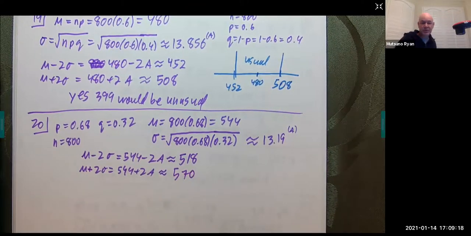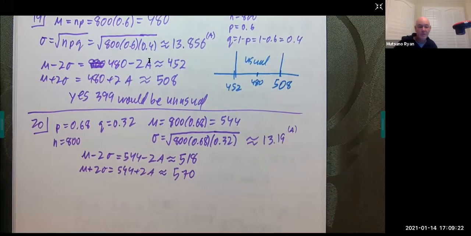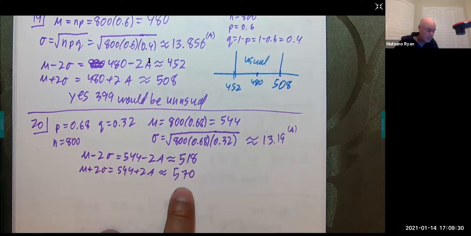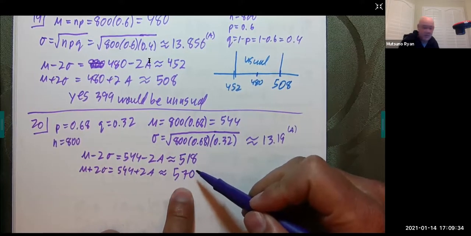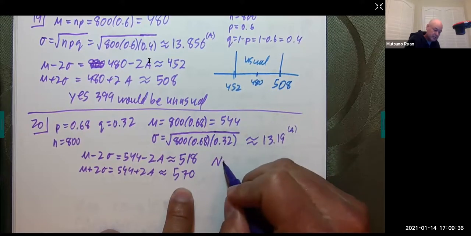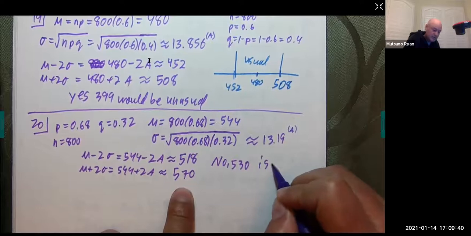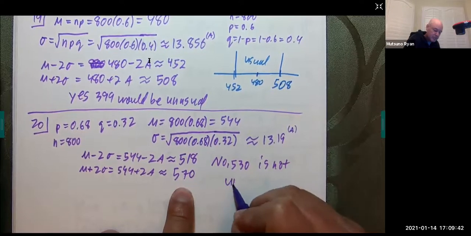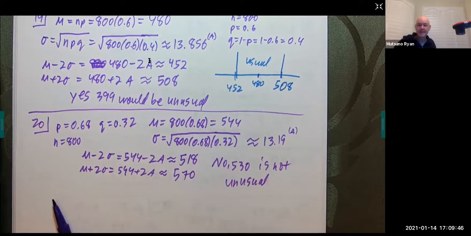The question wants to know, would it be unusual to get 530 consumers who recognize the Dell Computer Company name? And the answer is no, it's not unusual, because 530 is well within our boundaries here, within 2 standard deviations. So no, 530 is not unusual. That's it. I hope that helps.